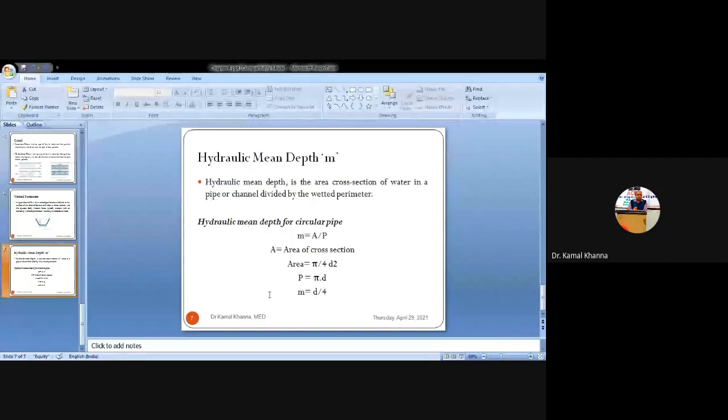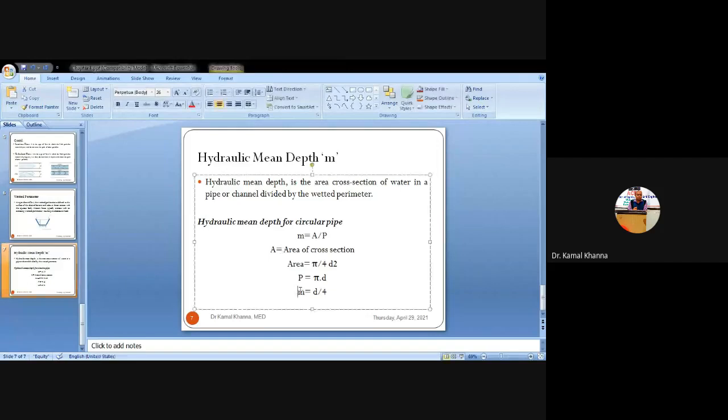So whenever you want to calculate the value of hydraulic mean depth, that is small m, we have to divide the area by the wetted perimeter. So area divided by perimeter becomes equal to pi by 4 d square divided by pi d. So d and d will be cancelled out, and similarly the pi and pi. So the value of hydraulic mean depth small m for the circular pipe is just d by 4. D is the diameter of the circular pipe of which you are calculating the hydraulic mean depth.